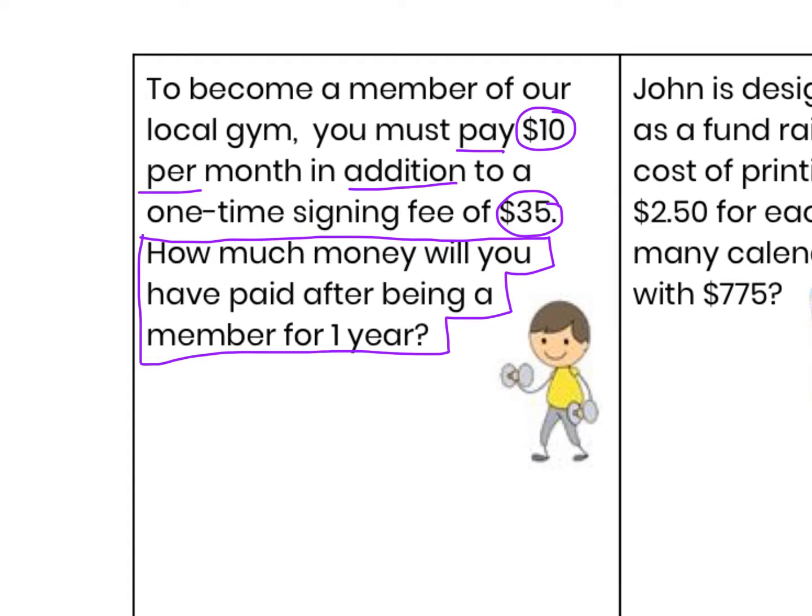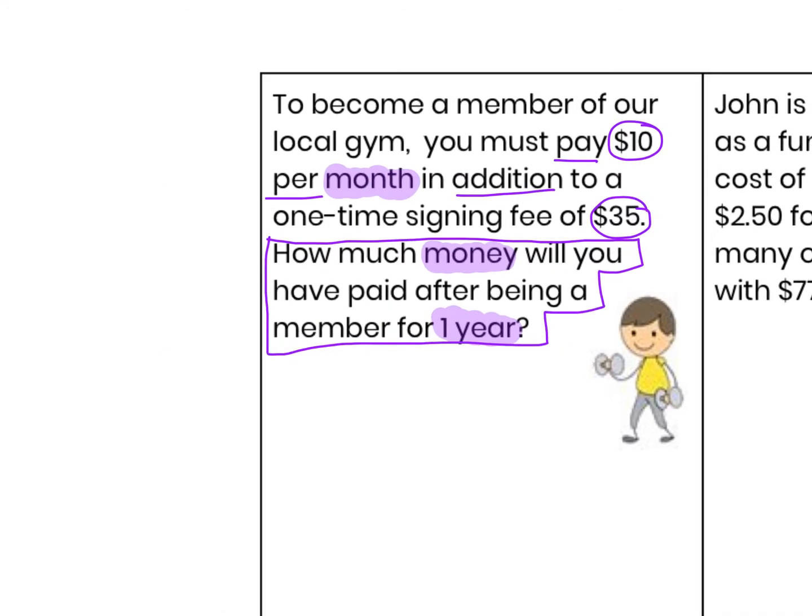But the next step is to write an equation. So like before, we needed to define what our 2 variables are going to be. Reading the question, how much money will you have paid after being a member for 1 year? I know money is going to have to be one of my variables. The other variable would be your time. In this question, it's using year, but you have to be very careful because when it describes how much you're paying, it says month. So let's just use month to make it easier. And just as a side note, 1 year equals 12 months.